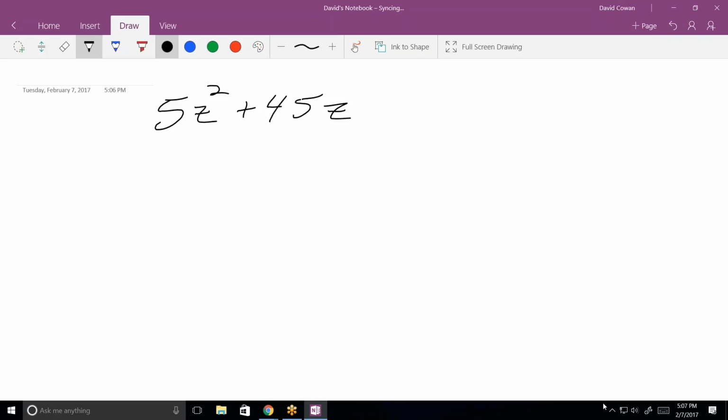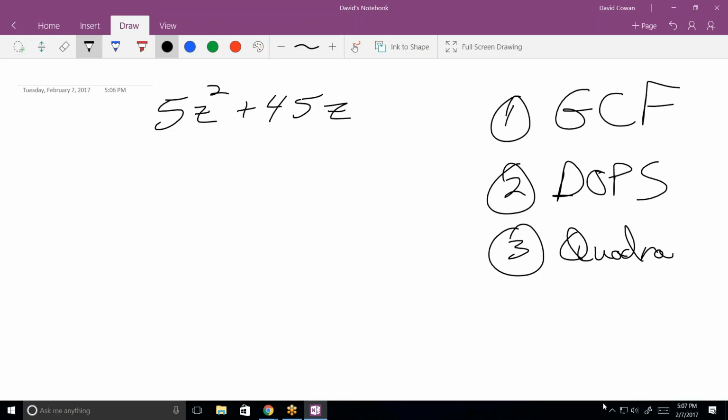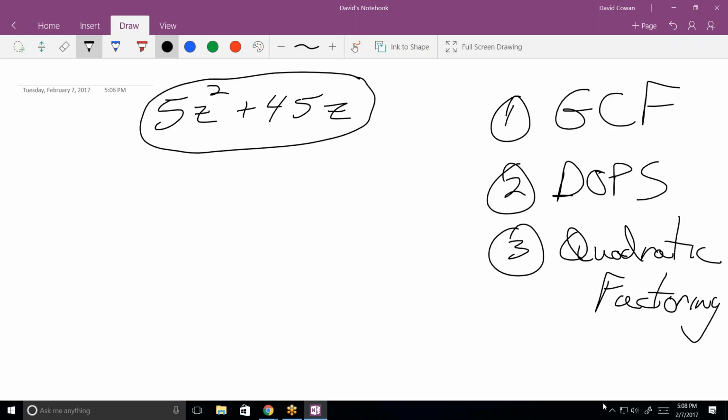There are 3 things to do when you're factoring something. First thing, always look for greatest common factor. Second thing, always look for difference of perfect squares. Third thing, quadratic factoring. For the third thing to happen, you need a constant. This does not have a constant. It just has a z squared and a z, but there's no number, which means I can find a greatest common factor. What is it?